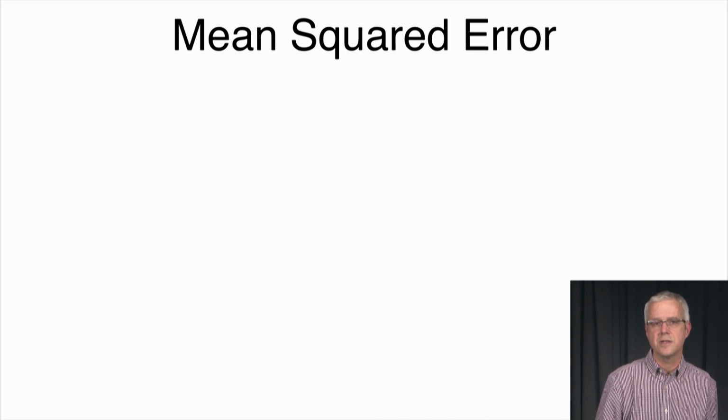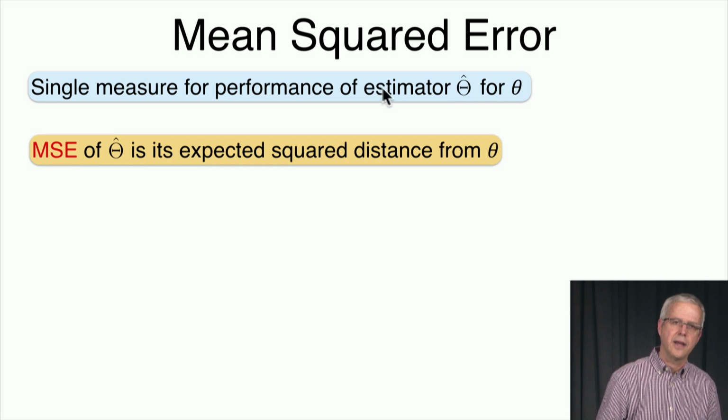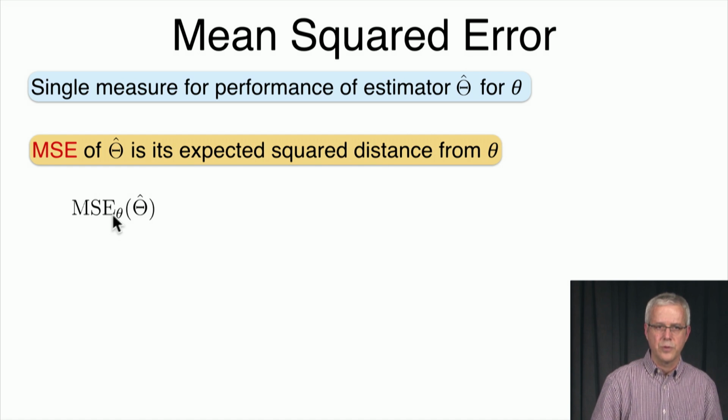And the one we'll use is the mean squared error, which is a single measure for the performance of an estimator theta hat for a parameter theta. It's abbreviated MSE. The mean squared error of theta hat is just its expected squared distance from theta. So the MSE, we denote like this. It's the MSE of the estimator for the parameter. It's just the expected value of the estimator minus the parameter, squared.